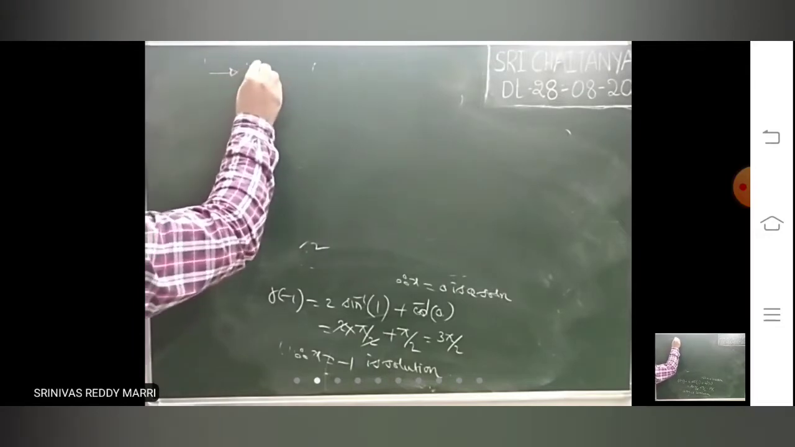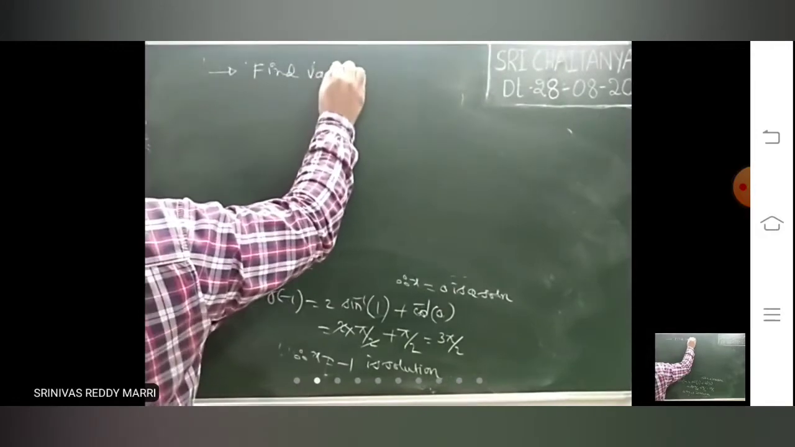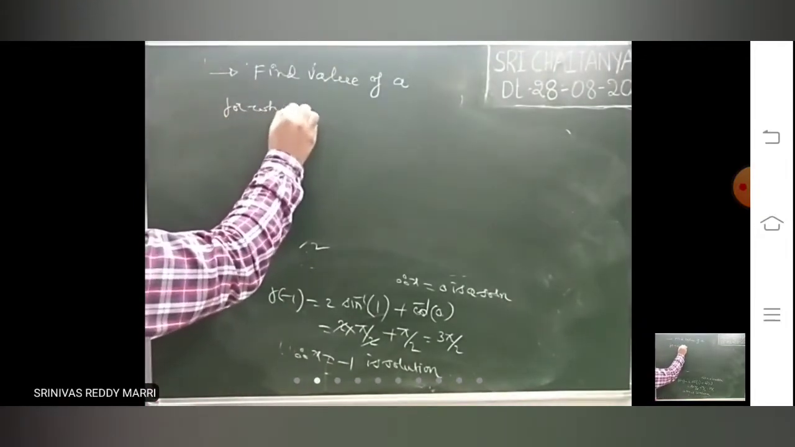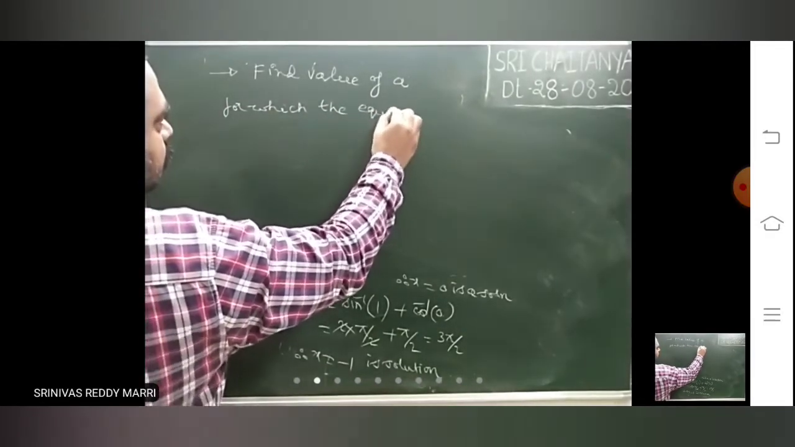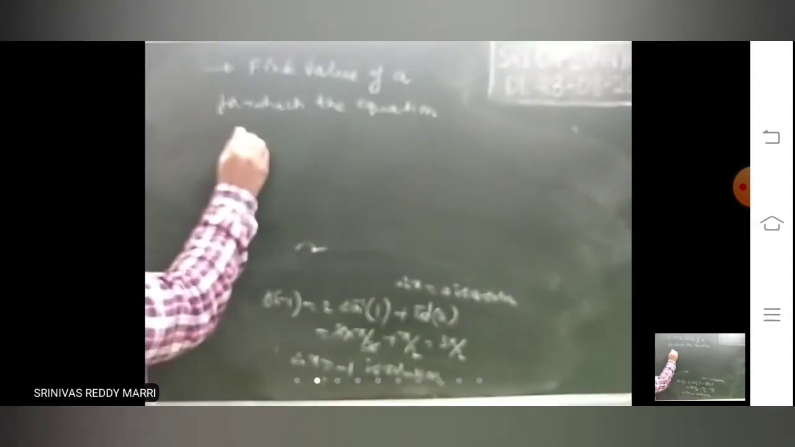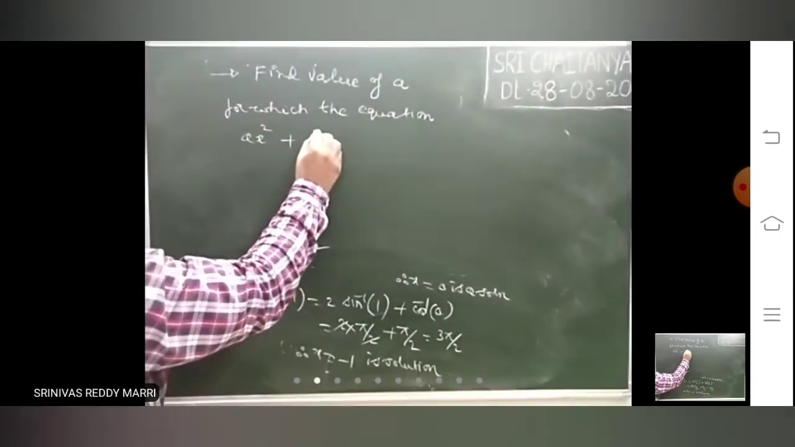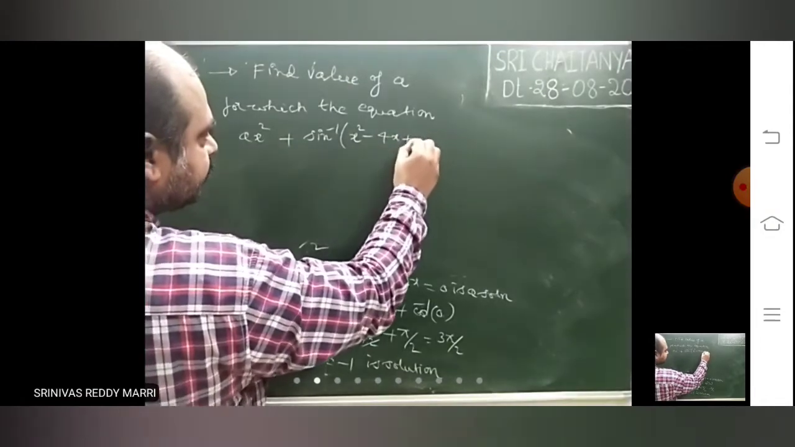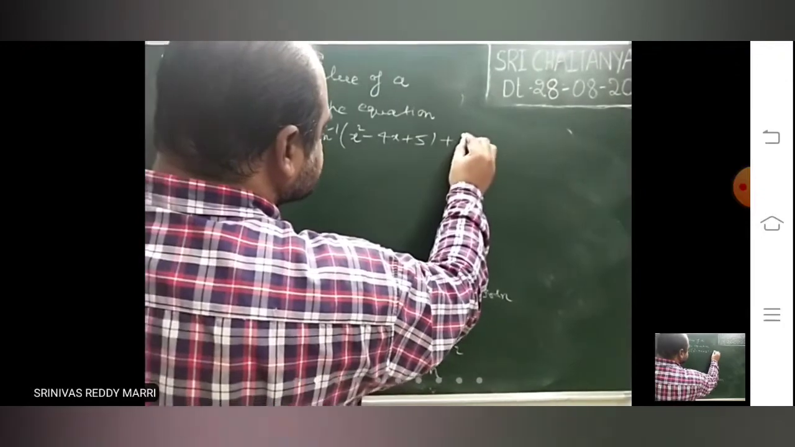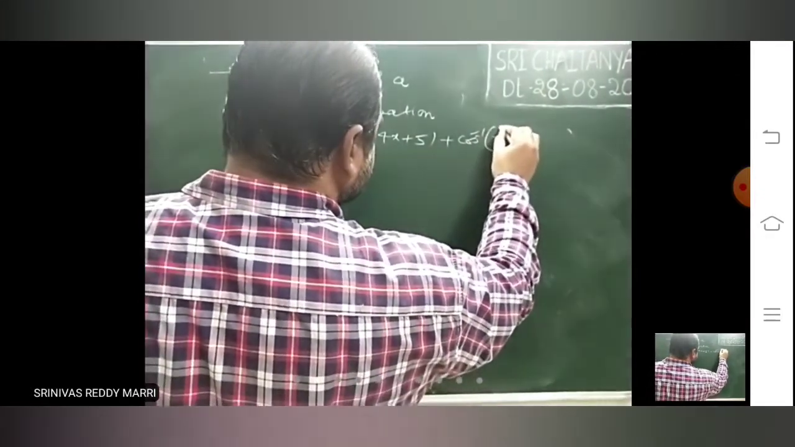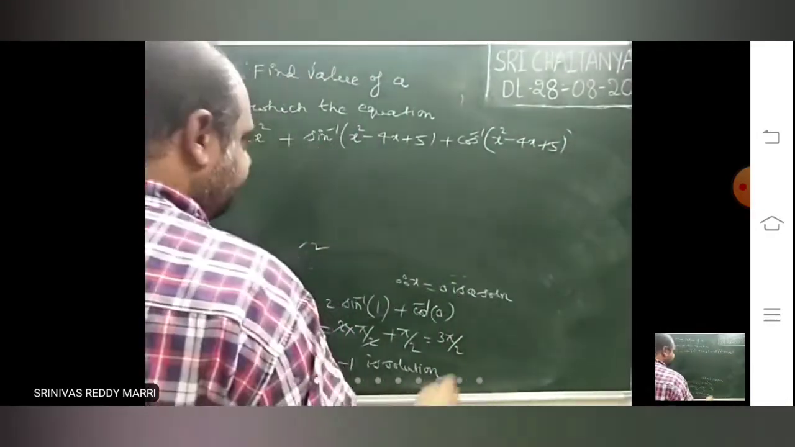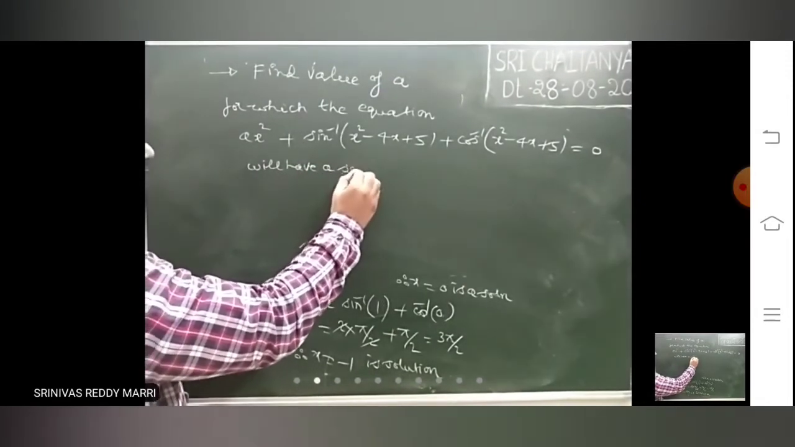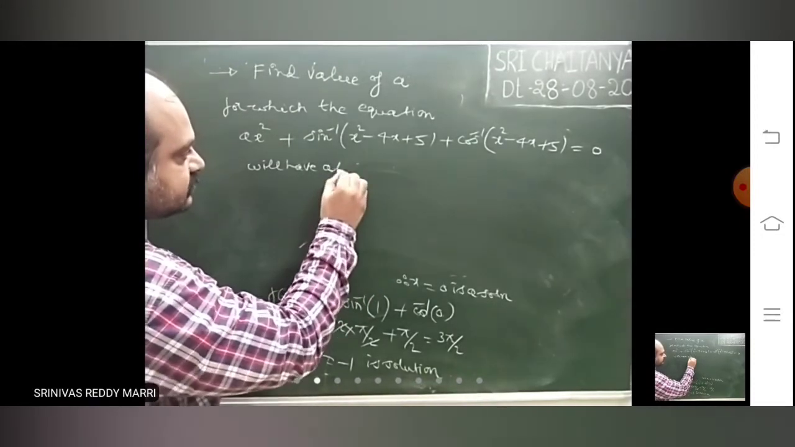Look at another problem. Find the value of a for which the equation ax square plus sine inverse of x square minus 4x plus 5 plus cos inverse of x square minus 4x plus 5 equal to 0 will have at least one solution.